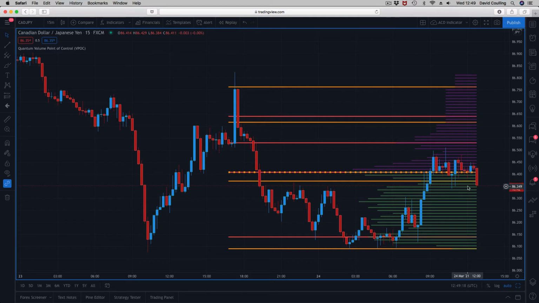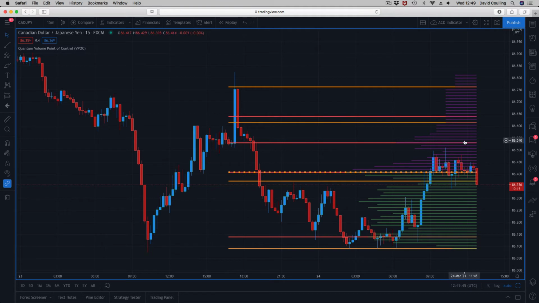And yet to the downside, it's pretty much consistent right the way throughout this phase of price action down to 86.08. So in terms of a bearish move, volume is going to be much more significant in driving it to the downside than it would be if it were moving to the upside, because we have a much lower concentration of volume right the way throughout pretty much the entire move.